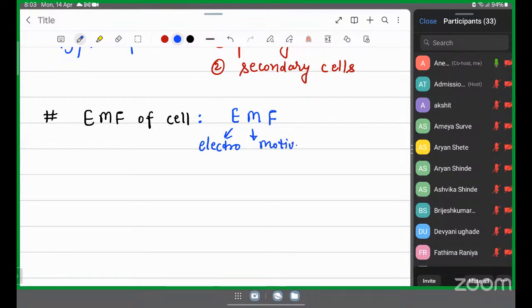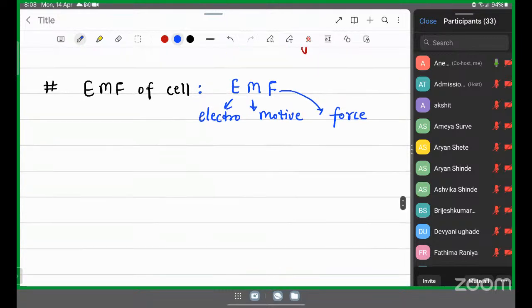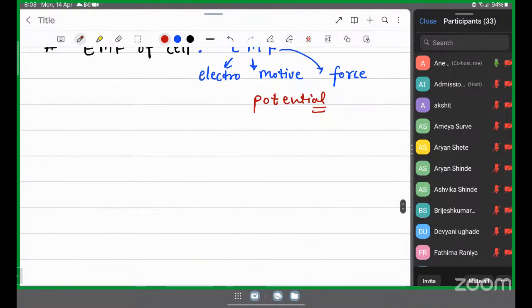Electromotive force. Electromotive force basically is not a force. The term is a little bit confusing. Electromotive force seems like it will be a force, but it is not a force. It is basically potential. So EMF is nothing but potential, and this is the amount of energy that will be utilized to make charge flow from one terminal of the circuit to the other terminal of the circuit.